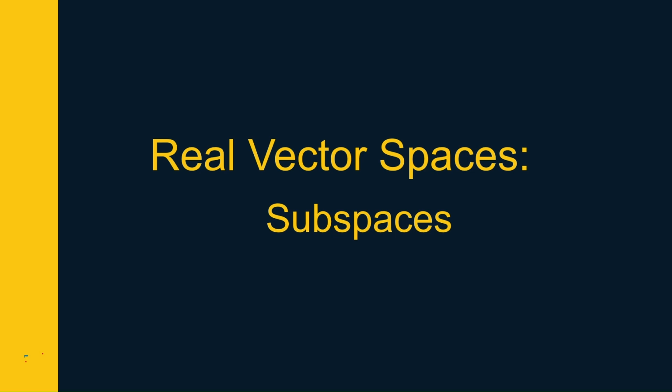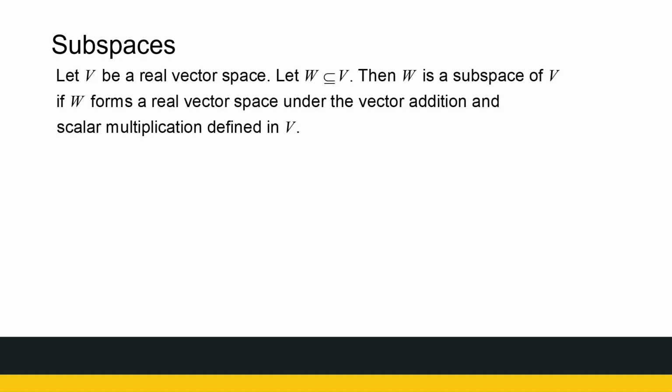Now that we've discussed what a vector space is, we're going to look at the concept of subspaces. So if we look at how we define a subspace, if I've got a real vector space V, then a subset of that set V, because remember a vector space is a set with two operations, is a subspace of V if it is again a real vector space under the same vector addition and scalar multiplication defined in V.